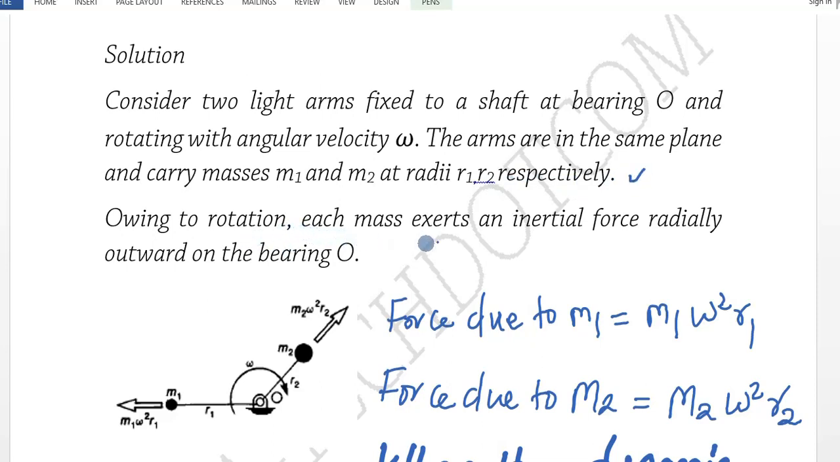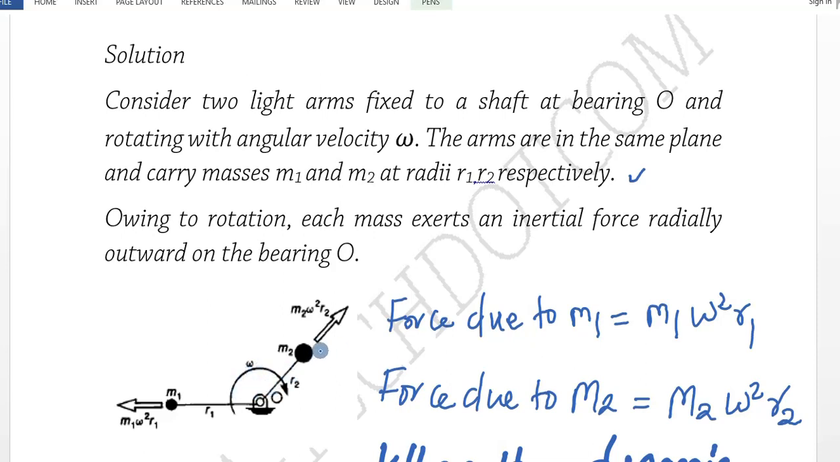Owing to rotation, each mass exerts an inertial force or centrifugal force radially outward on the bearing O. So we will have this mass, for example m1, exerting a force m1 omega squared r1. This is a centrifugal force and is always acting radially, trying to pull this object out of the circle which it is describing during the rotation motion.